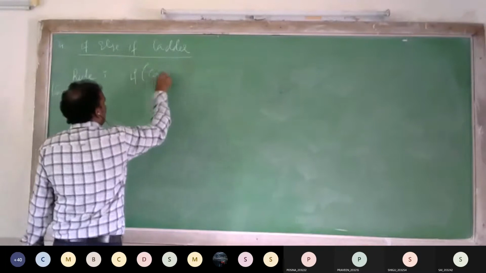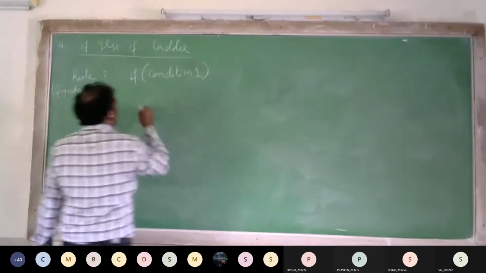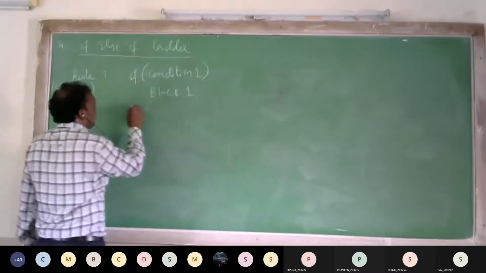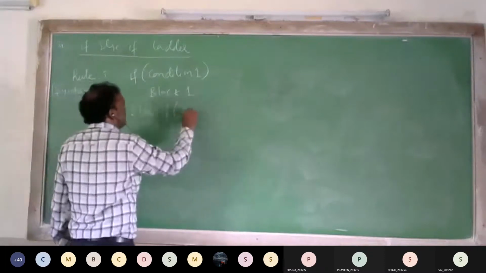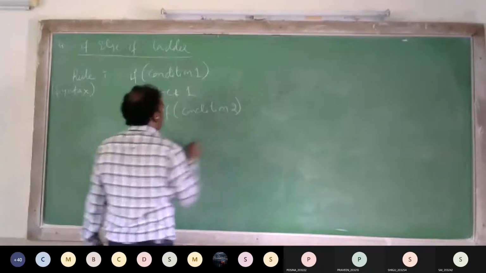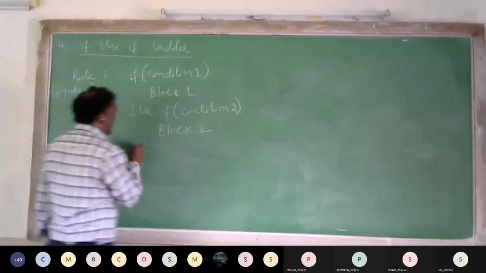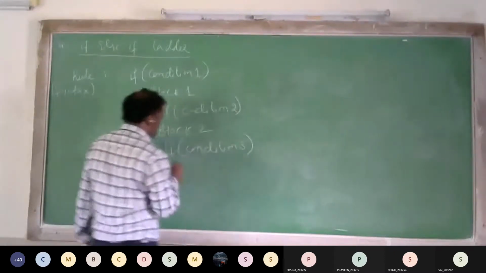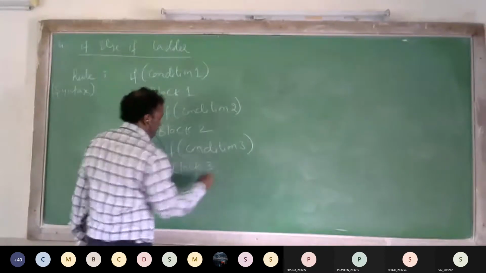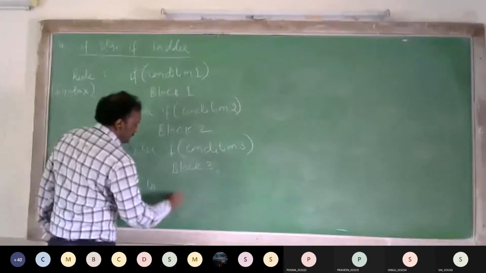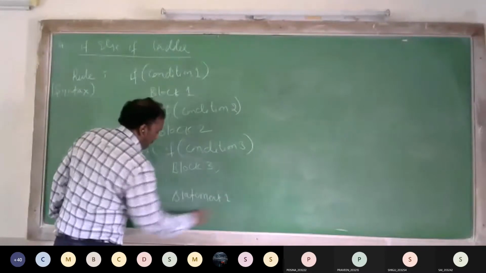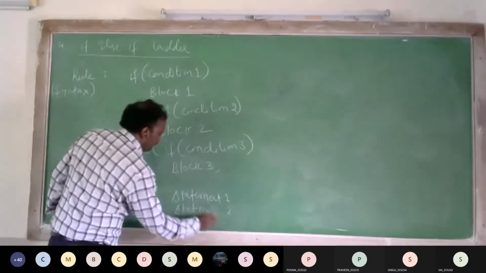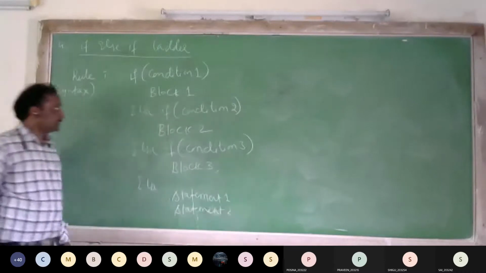If condition 1, block 1, else if condition 2, block 2, else if condition 3, block 3, else statement 1, statement 2, etc. So this is the rule.